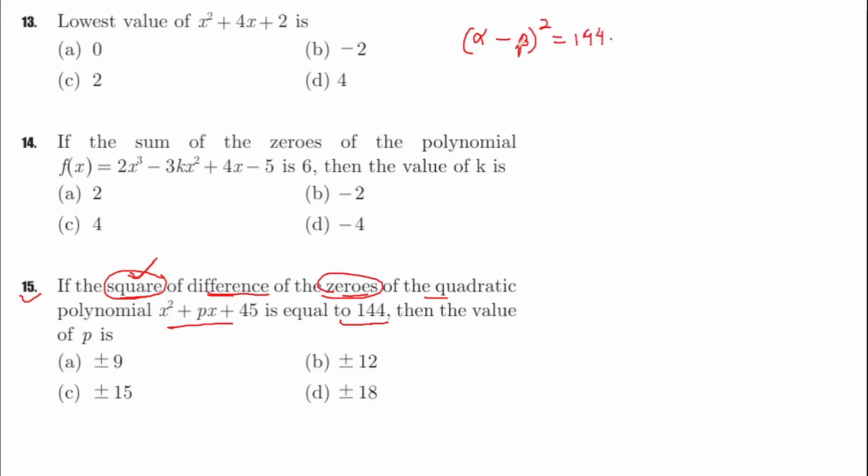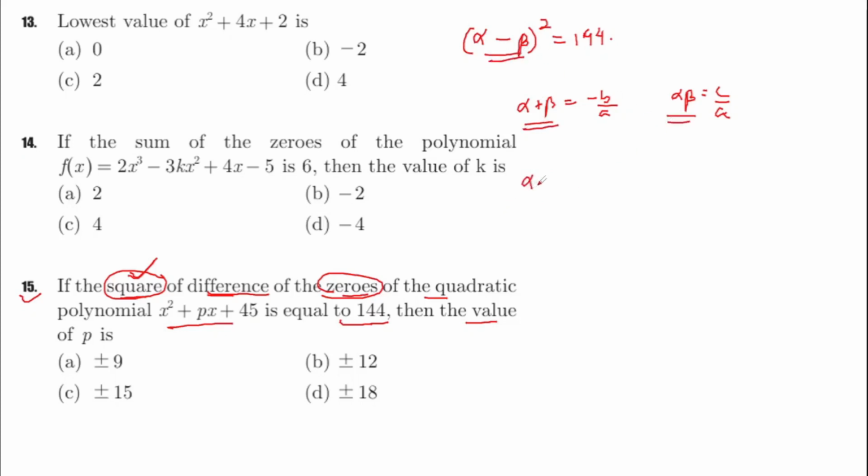Now what is it asking us? The value of p. So we know that the value of alpha plus beta is minus b by a, and the value of alpha beta is c by a. But we don't know the value of alpha minus beta. Now there is an identity which relates these three terms. So what is that identity?